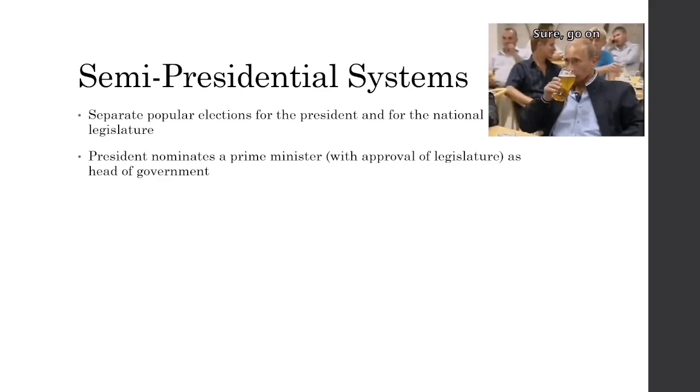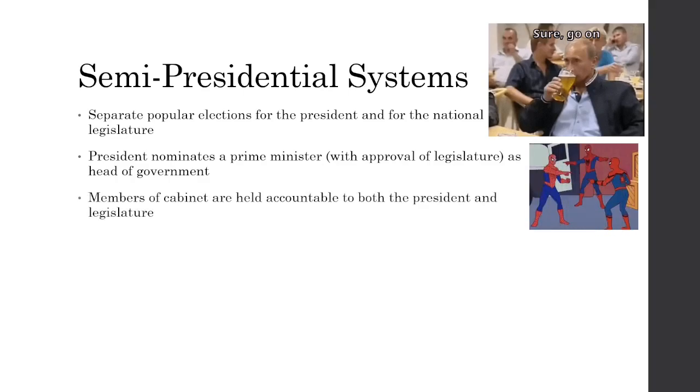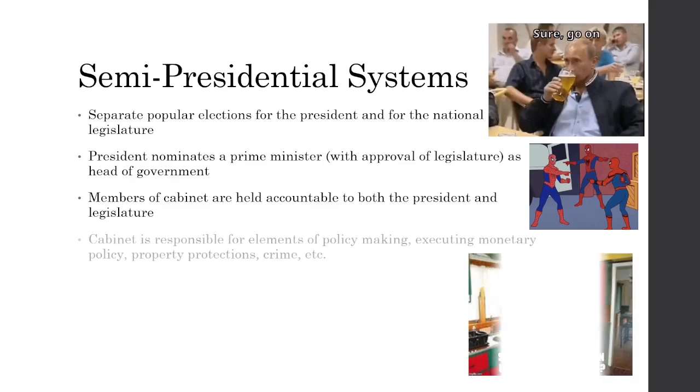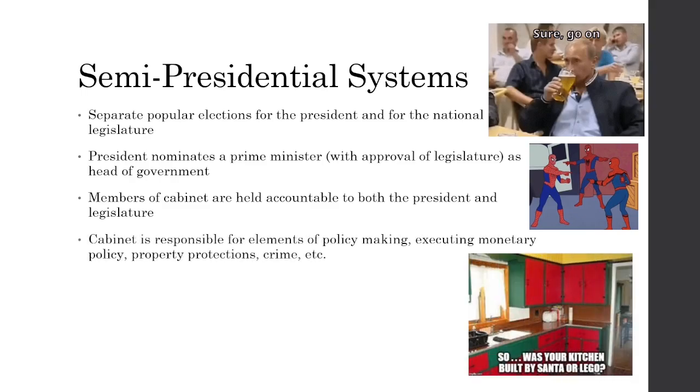So how is this different from a presidential system? Well, they have a prime minister that serves as the head of government. The president is not head of government, but it's similar to a parliamentary system because there's a prime minister. They also have a cabinet. These are held accountable to both the president and the legislator, similar to a parliamentary system. The cabinet is responsible for elements of policymaking, executing monetary policy, property protections, crime, essentially like the other systems as well. And Russia is our semi-presidential system in this course.